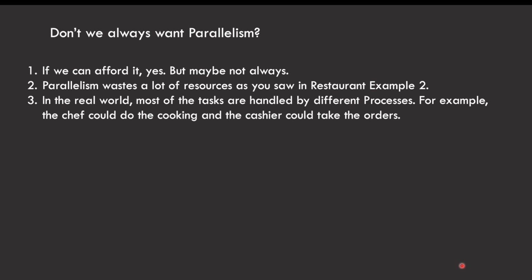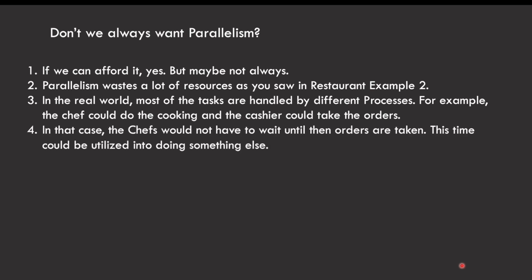If this was completely parallel, strictly parallel, we would need 1 core for the cashier, 1 core for the chef. In concurrency, that's not the case, right? The CPU OS can switch between the cashier and the chef as well, right? So that's one case. So the chefs would not have to wait until the orders are taken. The cashier could take the order, right? This time could be utilized into doing something else. The chef could be doing something else other than waiting for the orders to be taken.